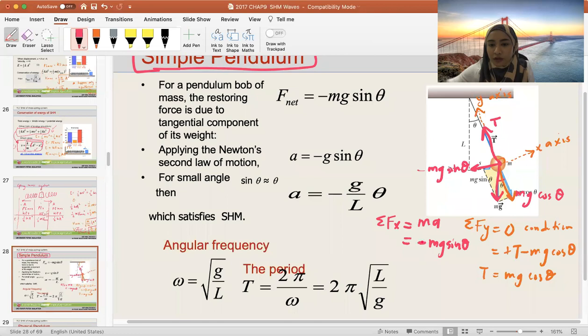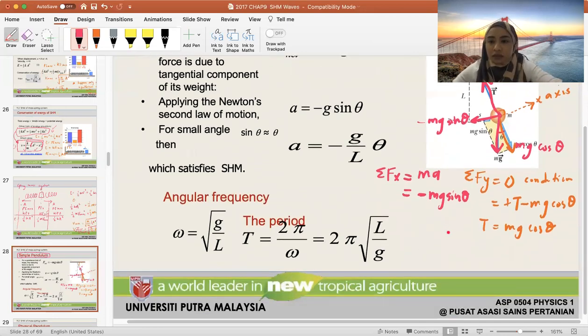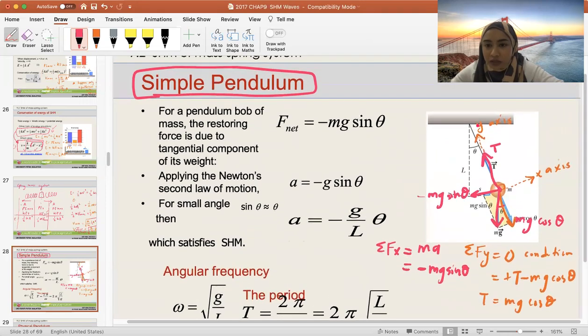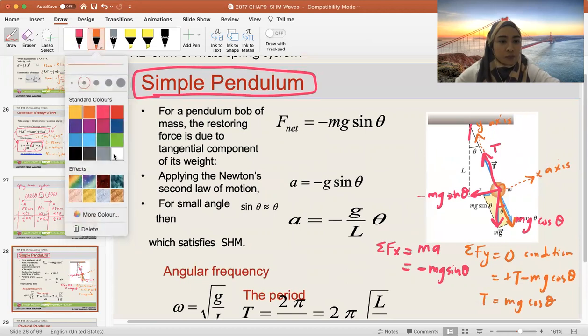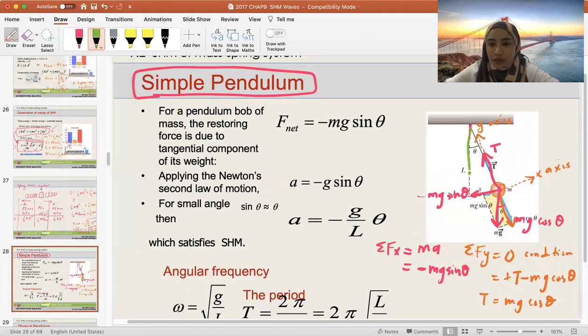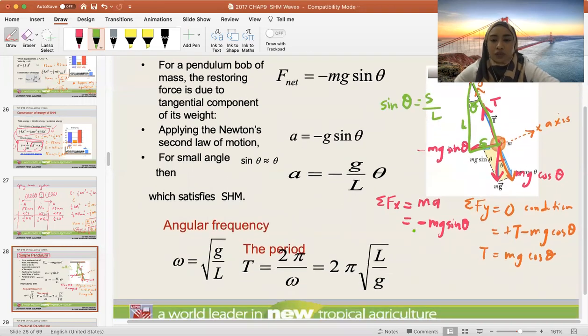Okay, so we have come this far. Before that, I need to show the triangle. Look at this guy over here. Let's use green. Look at this triangle here. This is S, the hypotenuse is L, and this is theta. So my sine theta is opposite over hypotenuse, right? So it's S over L. So I can substitute this S over L into this equation.